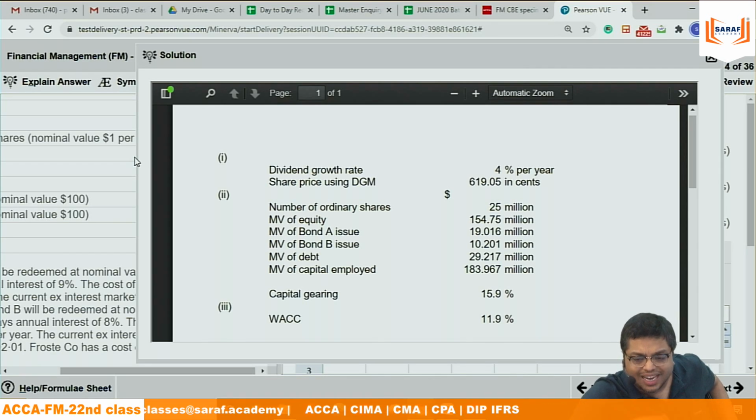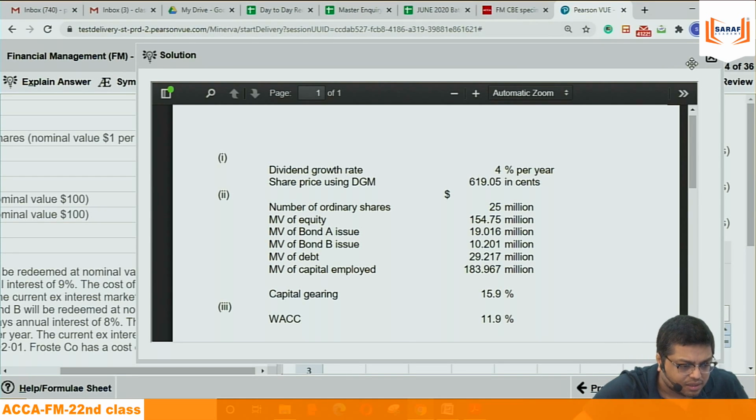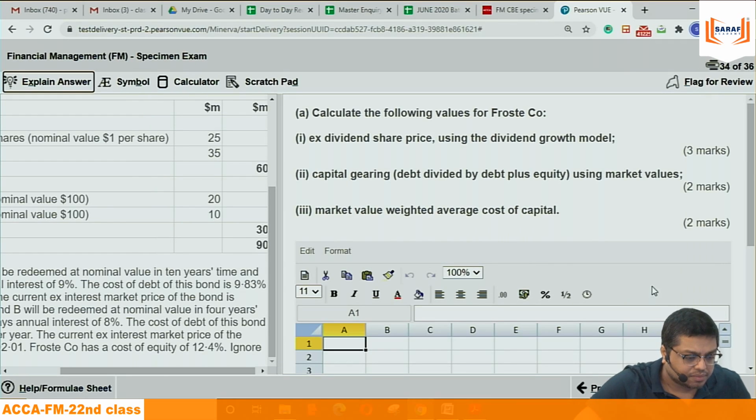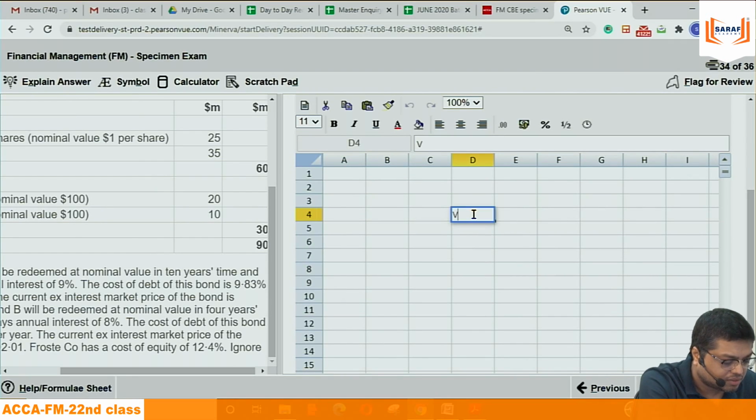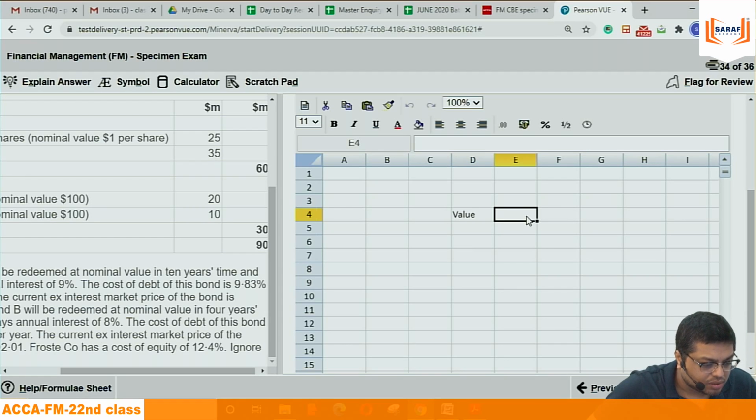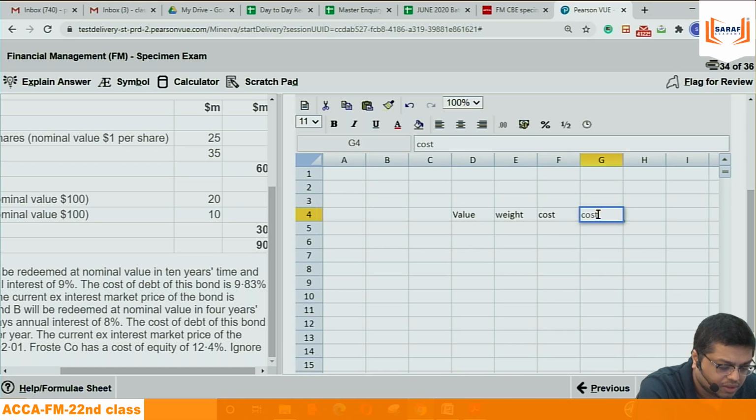For WACC, the calculation they have not shown. They are just saying that suppose we will be doing 154.75 divided by 183.96 into 12.4% plus 19.016 divided by 183 into... I can see that if I solve this, I need the value, weight, cost, cost into weight.